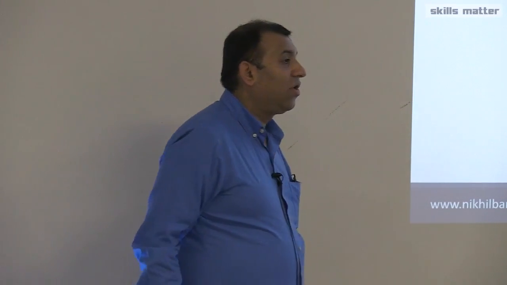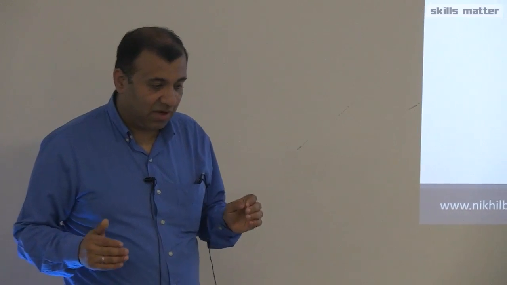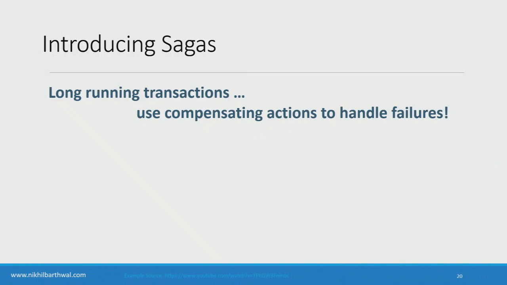All right, so let's talk about Sagas. We talked about eventual consistency. Now we need to talk about mechanisms for how we actually keep data consistent across different functions. Sagas, by definition, are long-running transactions, and they have compensating actions to handle failures.